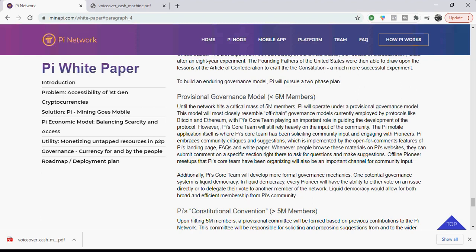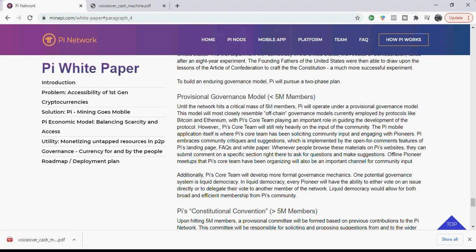This model will most closely resemble off-chain governance models currently employed by protocols like Bitcoin and Ethereum, with Pi's core team playing an important role in guiding the development of the protocol. However, Pi's core team will still rely heavily on the input of the community. The Pi mobile application itself is where Pi's core team has been soliciting community input and engaging pioneers.